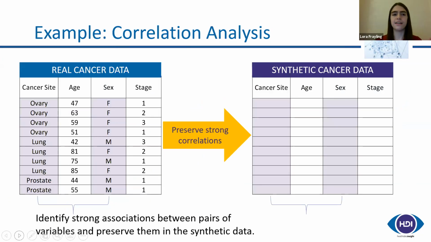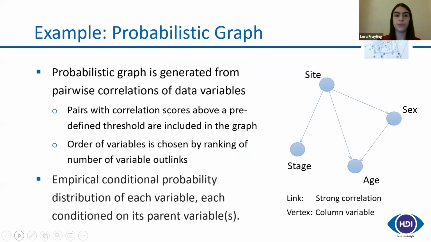So I'm going to give a simple example to try and illustrate how this is done in practice. If you imagine that we have our real cancer data on the left, and we want to create a new synthetic data set, so fill in all of the information in this blank synthetic data set. So we would look in the real cancer data, find all those strong correlations between pairs of variables and try and recreate those in the synthetic data. Next slide, please.